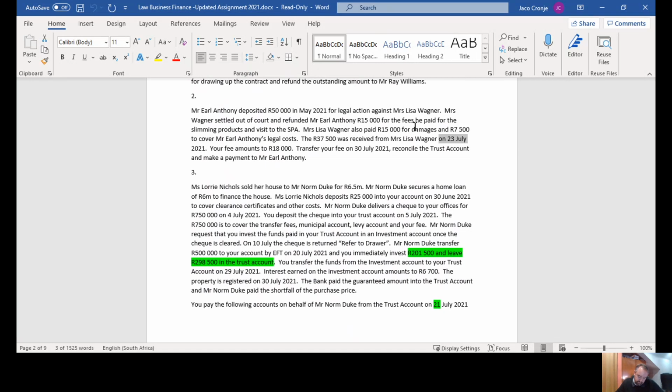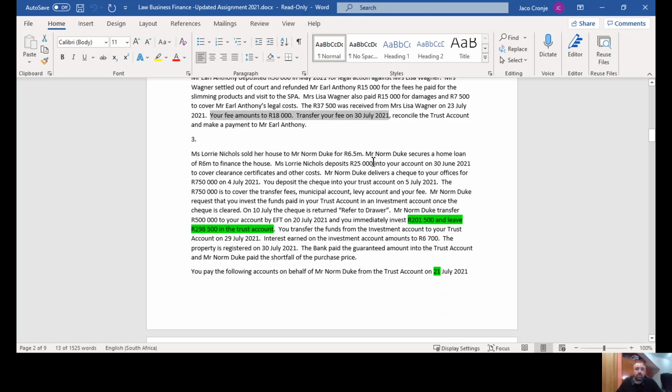Then it says your fee amounts to 18,000 Rand. So that's the amount that we're going to transfer to business. And we do that on the 30th of July. So there it gives us the date where we do the trust to business transfer. Reconcile the trust account and pay out the balance to Mr. Earl Anthony. So again, there's monies that come in, you take your fee, whatever is left, pay that to Mr. Earl Anthony on the 30th of July.